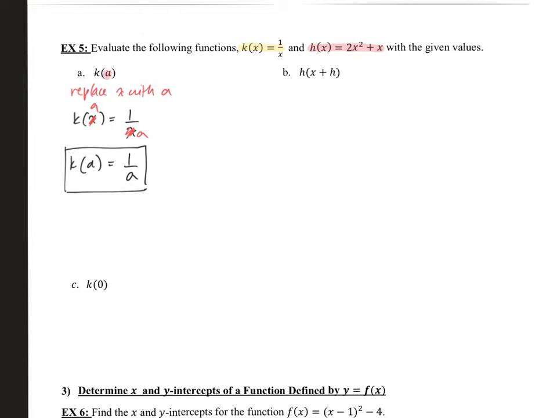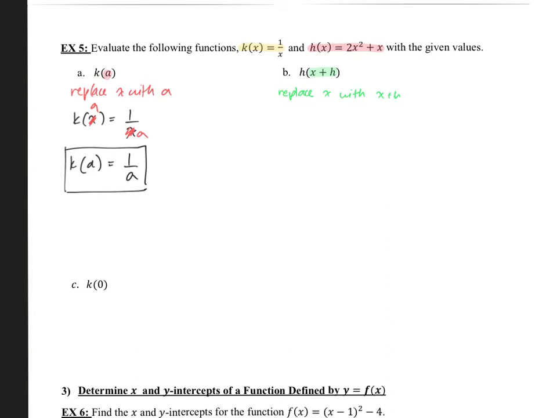Now let's take a look at h. Ooh, that's weird. What's going on on the inside there? We have an addition problem going on inside. But that's all right. Once again, we can use the same concept. So we're taking x plus h in place of x. Now I might say, wait, but we already have an x. But don't worry, this is a different value. x plus h is different than x. So we're going to replace x with x plus h.